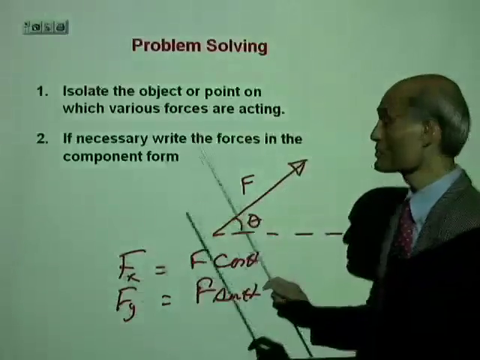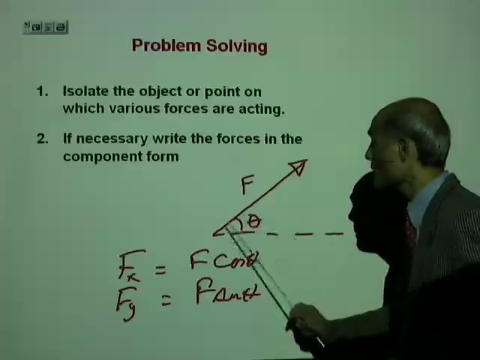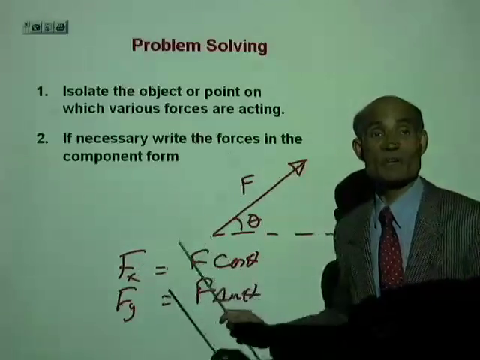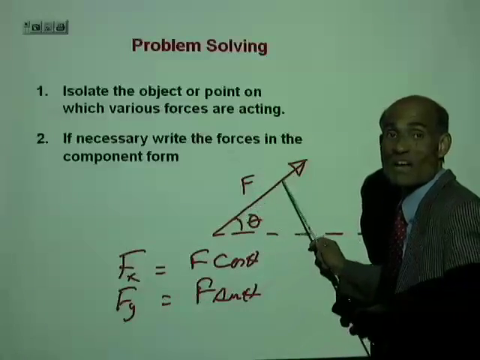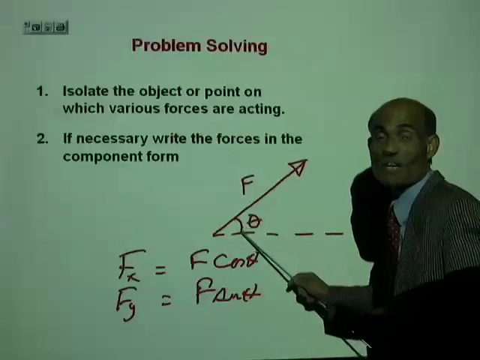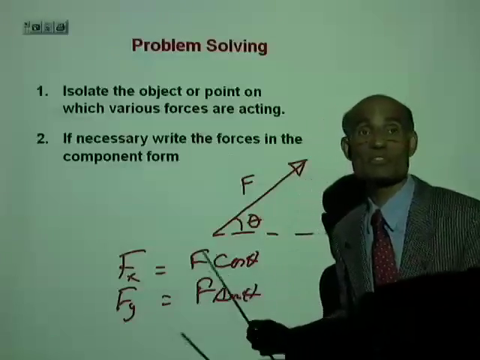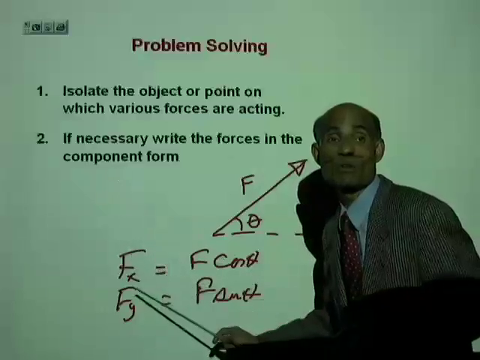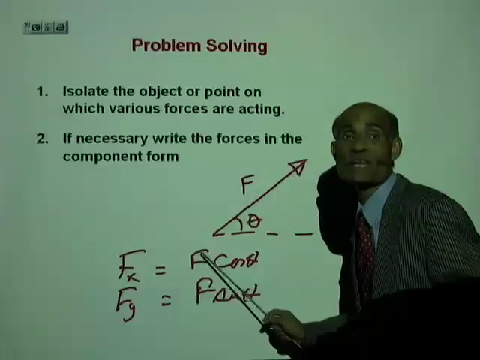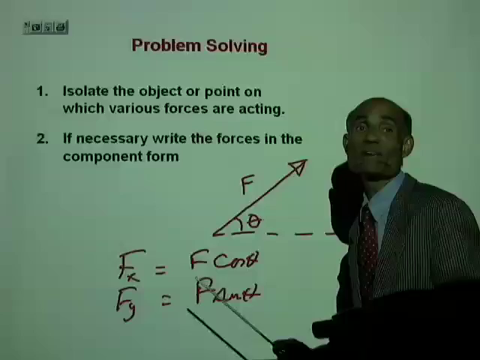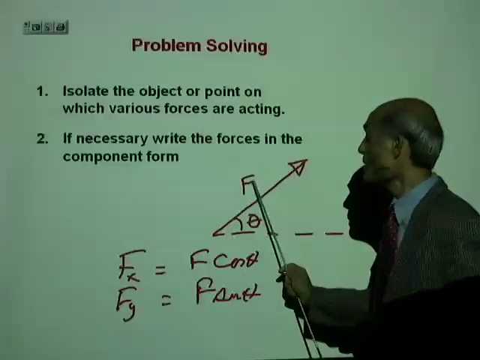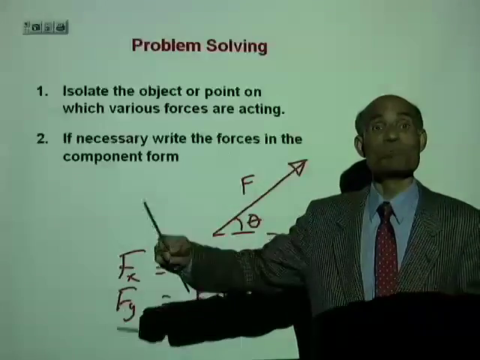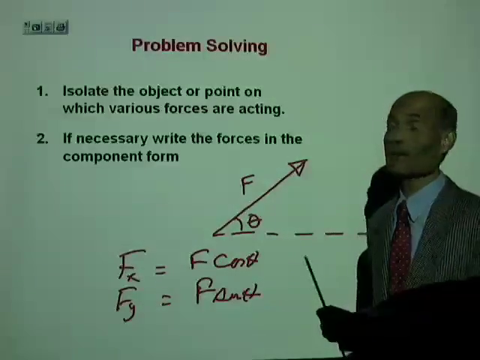So, if the forces are in the proper x and in the proper y direction, you don't need to do anything with it. But if the force is in an arbitrary direction that makes an angle theta with the x-axis, then write the forces in the component form: the x component is F cos theta, the y component is F sin theta. Therefore, F = F cos theta i + F sin theta j.